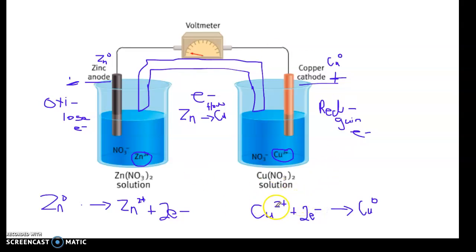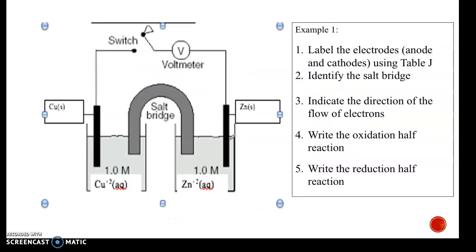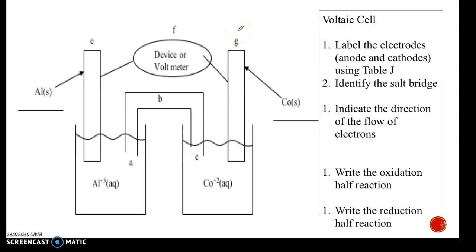So here's our Voltaic cell. We've answered all the possible questions for it. Let's do one more practice. So I know this is a Voltaic cell. How do I know automatically that this is a Voltaic cell? Well, I have my salt bridge right here. So I'm going to label it as SB.